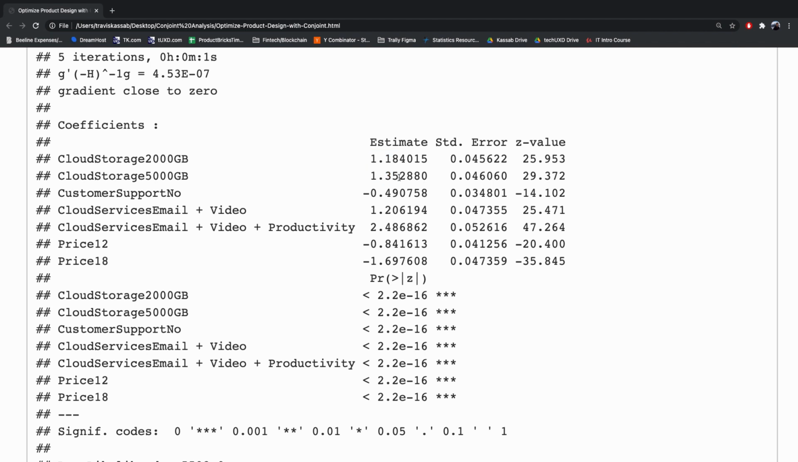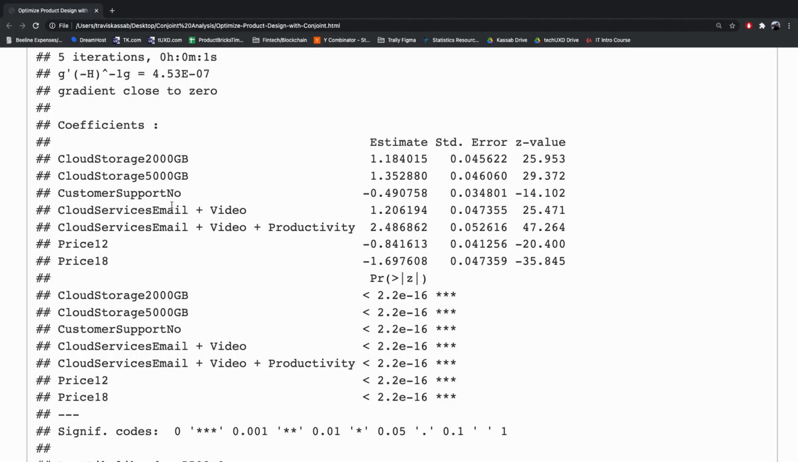What does this tell us? This tells us that 2,000 gigabytes and 5,000 gigabytes are more attractive than the 30 gigabyte option. We have to interpret these results relative to the other attribute levels. We cannot look between different attributes. I'll get into that in a second.